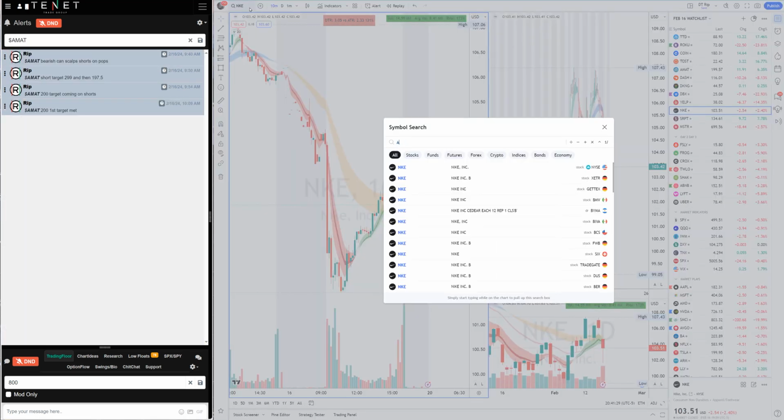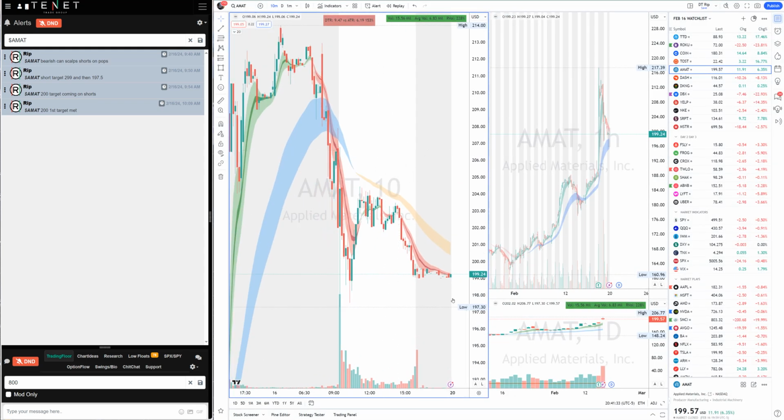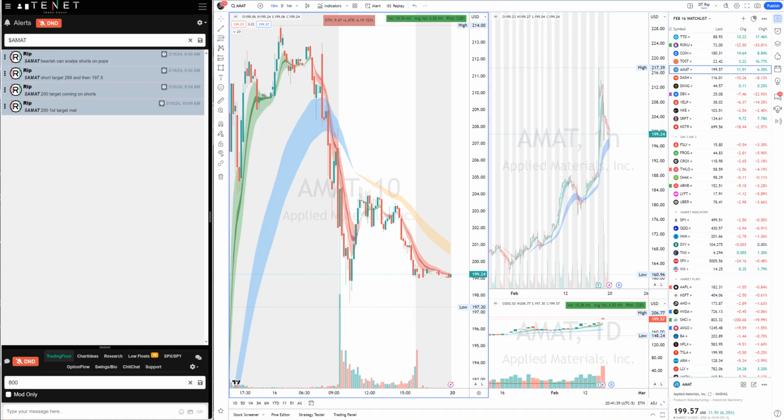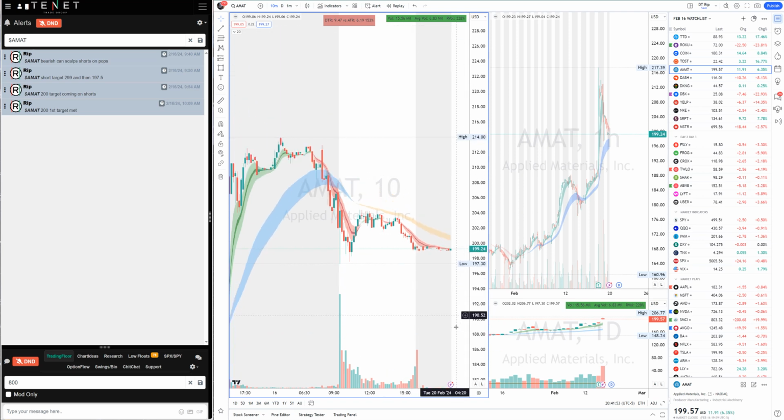Let's look at AMAT, guys. So AMAT was a setup for us. AMAT had an earnings setup. So let's go to the news plan. AMAT plan was simple. 210 was a resistance, 204, 200 was support. I said if it breaks 204, it can pull to 200. That's what I told everybody in the pre-market. And let's see what happened, right?